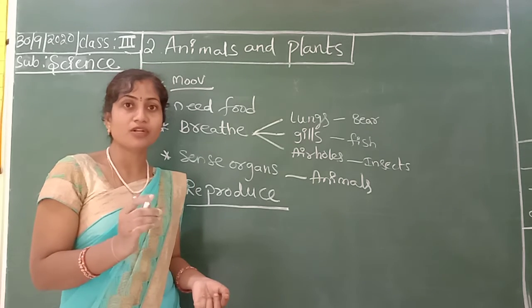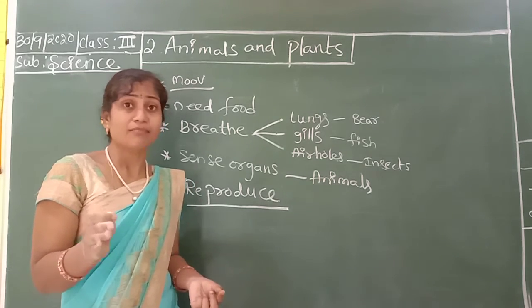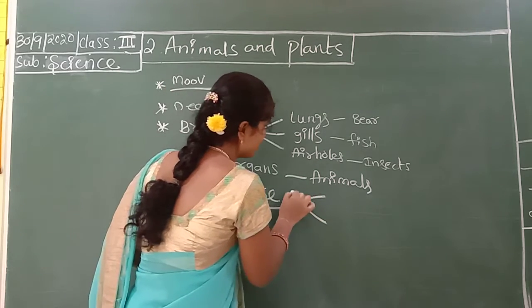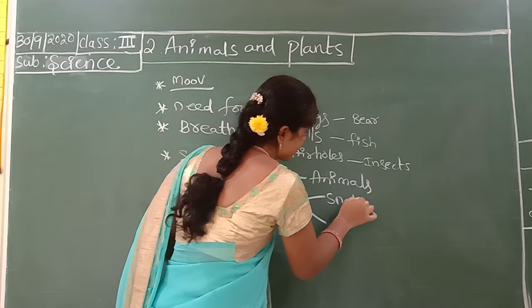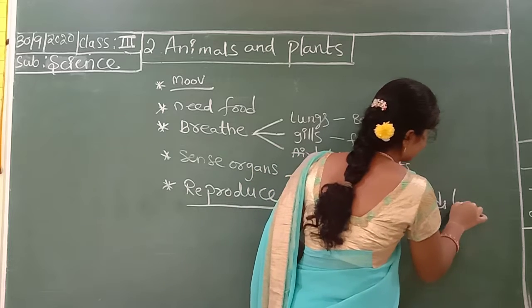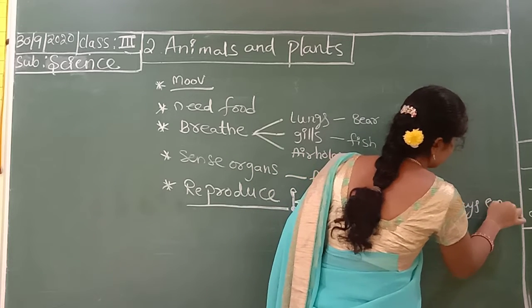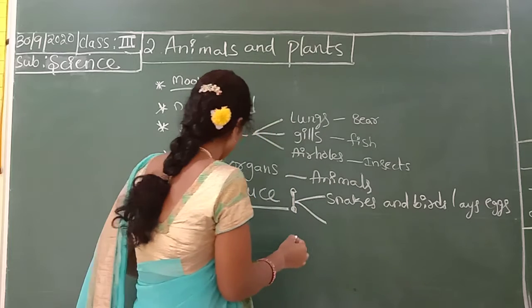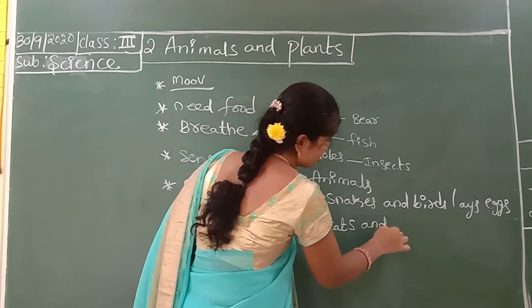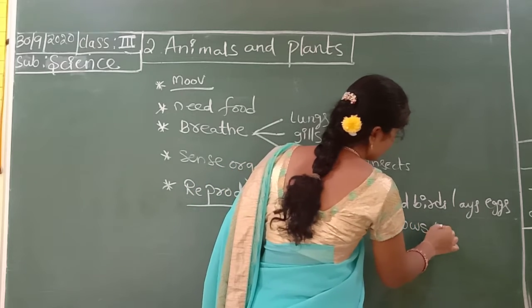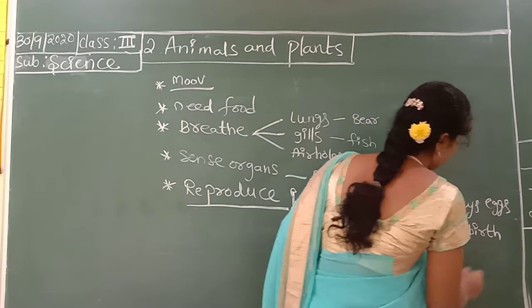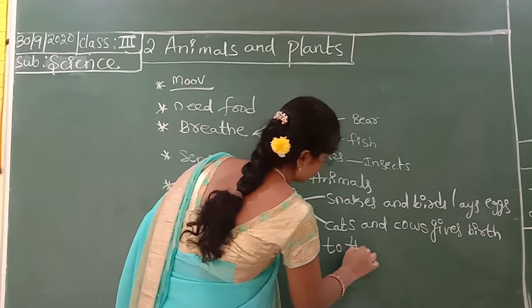For example, snakes and birds lay eggs. Some animals like cats and cows give birth to their young ones.